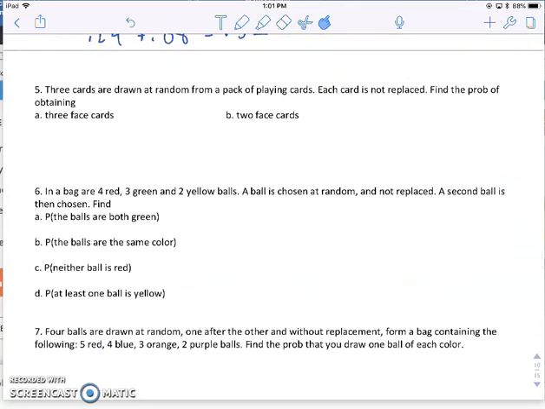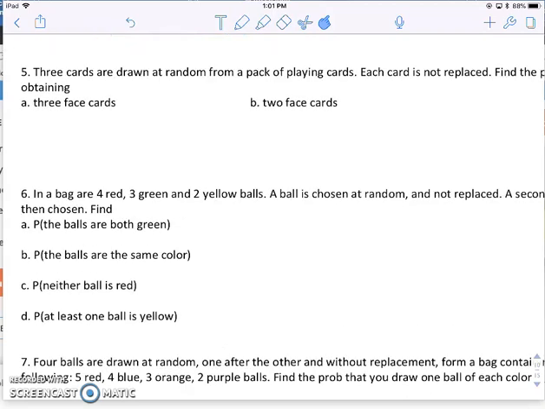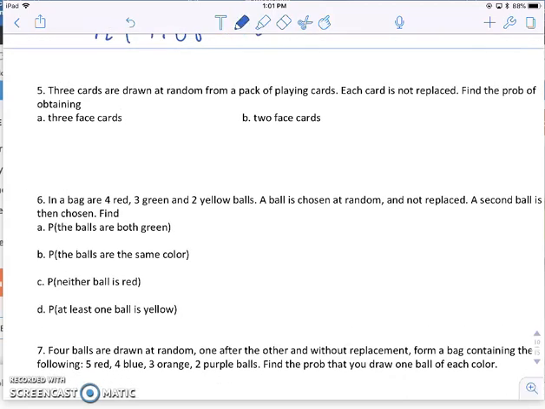The next page here. 3 cards are drawn at random from a pack of cards. Each card is not replaced. Find the probability of drawing 3 face cards. So 3 face cards, so Jack, Queen, and King. So 12 out of 52 are face cards. We don't replace it, so that means there's 11 out of 51 times 10 out of 50, which gives us a grand total of 11 out of 1,105.